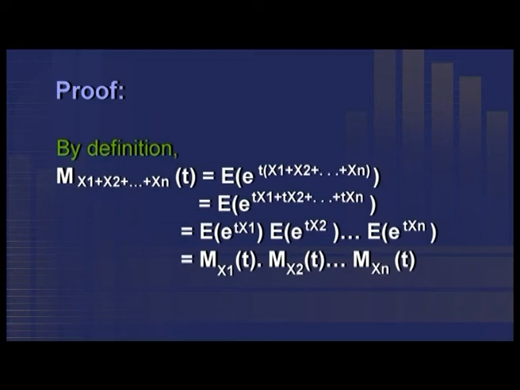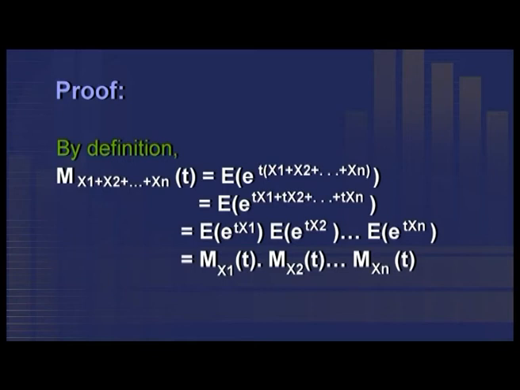Proof. By definition, M_{X1+X2+...+Xn}(t) is equal to the expectation of e^{t(X1+X2+...+Xn)}, which is equal to the expectation of e^{tX1 + tX2 + ... + tXn}, which is equal to the expectation of e^{tX1} times the expectation of e^{tX2} times and so on, times the expectation of e^{tXn}, which is equal to M_{X1}(t) · M_{X2}(t) · ... · M_{Xn}(t).